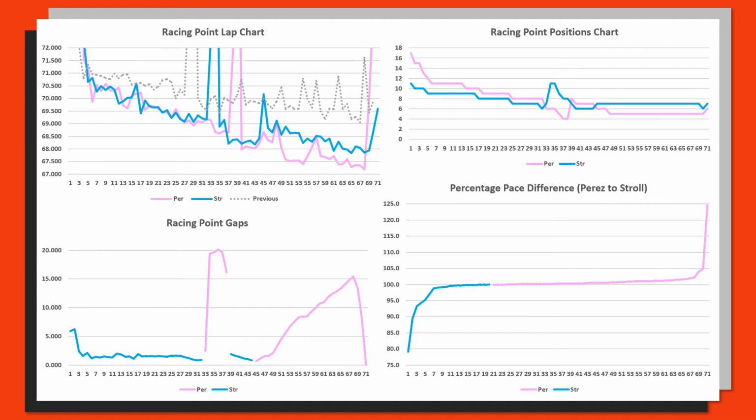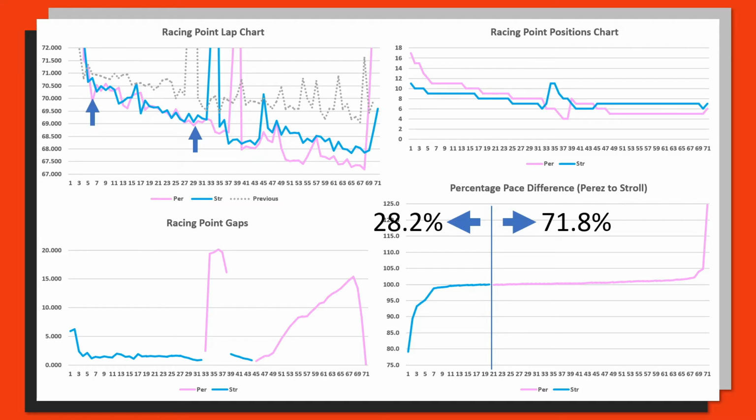But splitting their percentage pace difference graph down the middle, we can see that for 28.2% of the laps that they were running together, Lance Stroll was the faster of the two Racing Points, and for 71.8%, it was Sergio Perez. But again, turning our attention to the two graphs on the left, I can highlight this massive chunk between the two blue arrows where nothing happens.